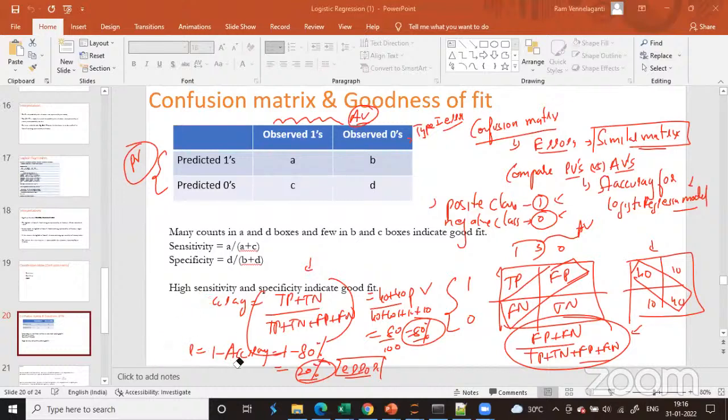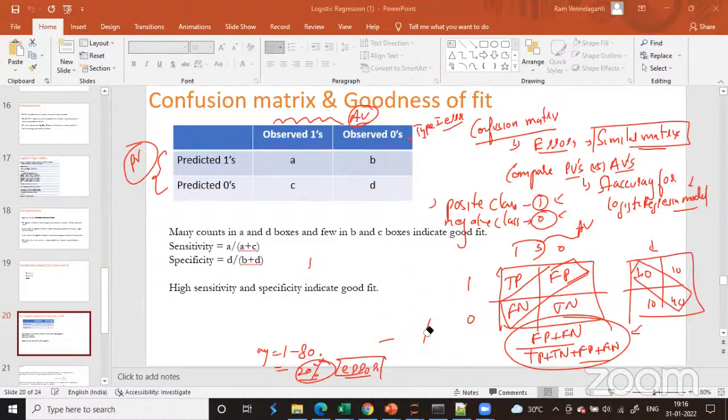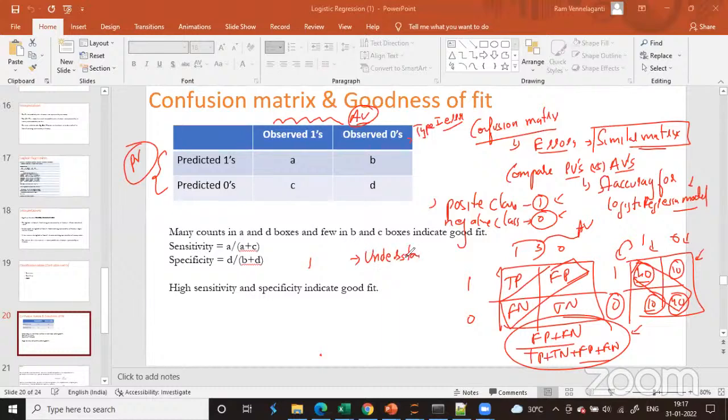Now, what do you mean by this confusion matrix? Your model has correctly predicted 1 as 1. How many times? 40 times. Your model has correctly predicted 0 as 0. How many times? 40 times. Your model has wrongly predicted 0 as 1. How many times? 10 times. Your model has wrongly predicted 1 as 0. How many times? 10 times. So that is how you can understand the elements present in your confusion matrix.